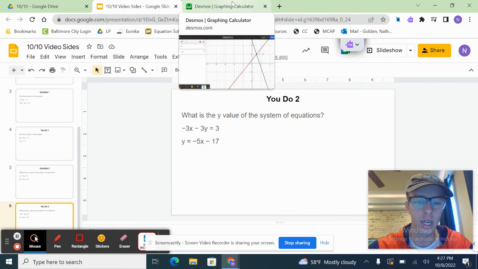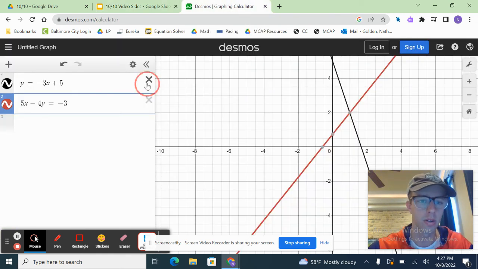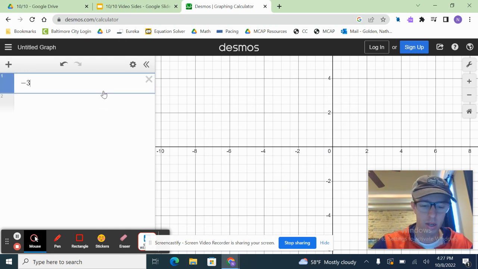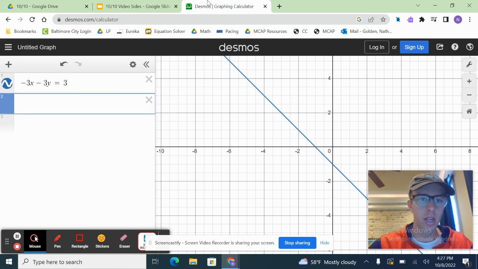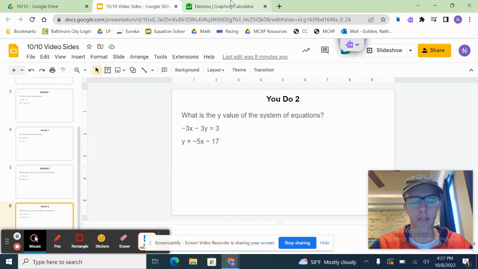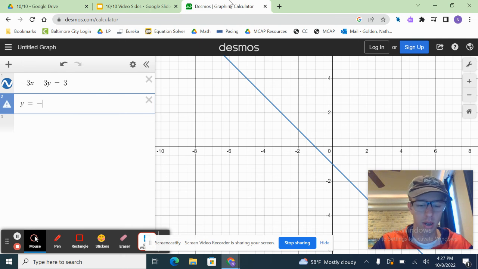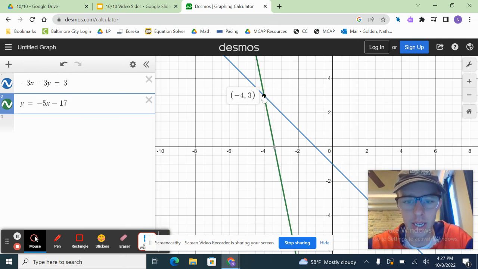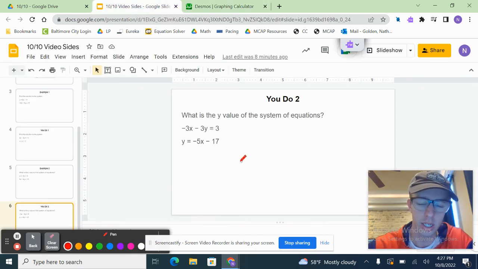All right, so our equations are negative 3x minus 3y equals 3, and y equals negative 5x minus 17. I'm going to see where these intersect. This time, it's going to ask me for the y value. Negative 4, 3. That means the y value is 3, right? 3 is the y. It's x, y. So the answer to this one is just 3.